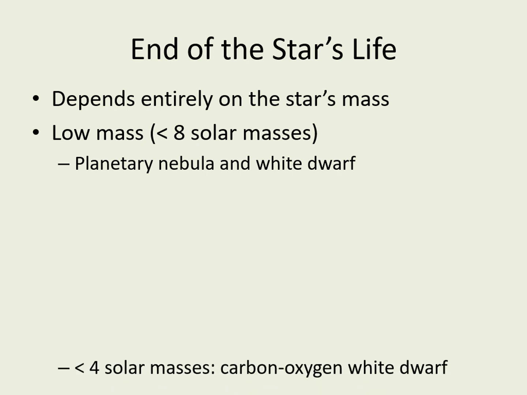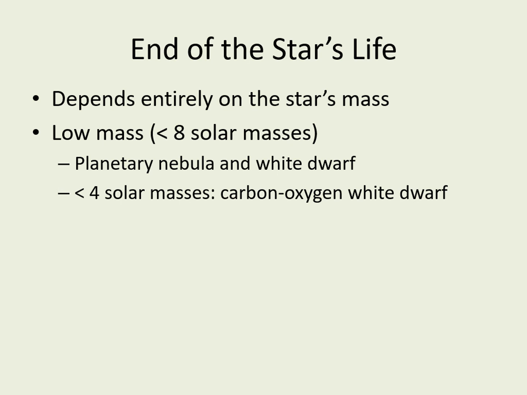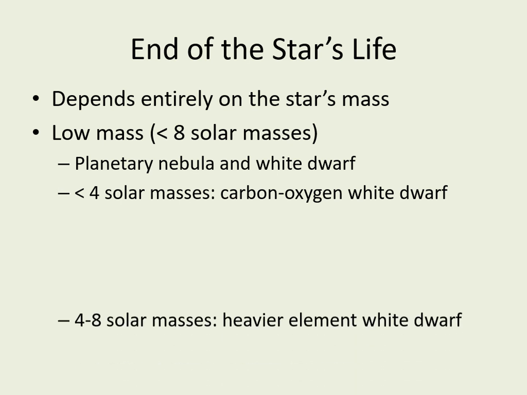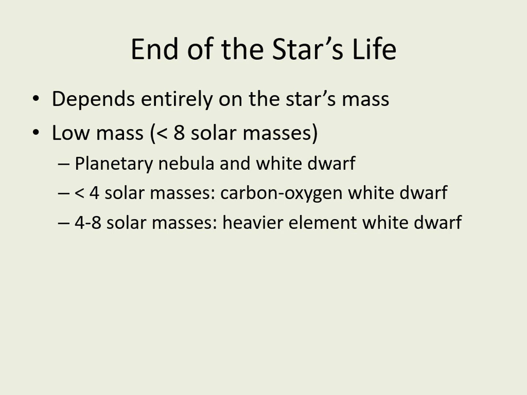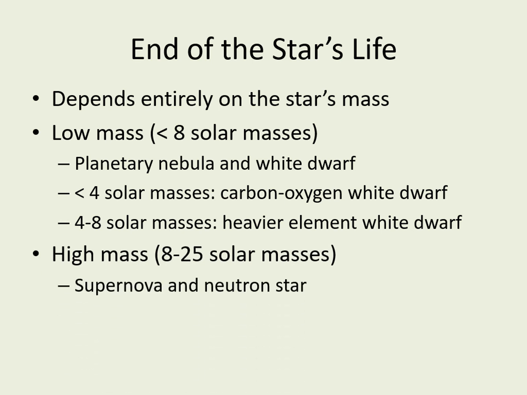Note that if the original star is less than 4 solar masses, the white dwarf will be made of carbon and oxygen, while if it's between 4 and 8 solar masses, the white dwarf will be made of heavier elements. Between 8 and 25 solar masses, the star will end its life as a supernova instead, leaving behind a neutron star or pulsar.